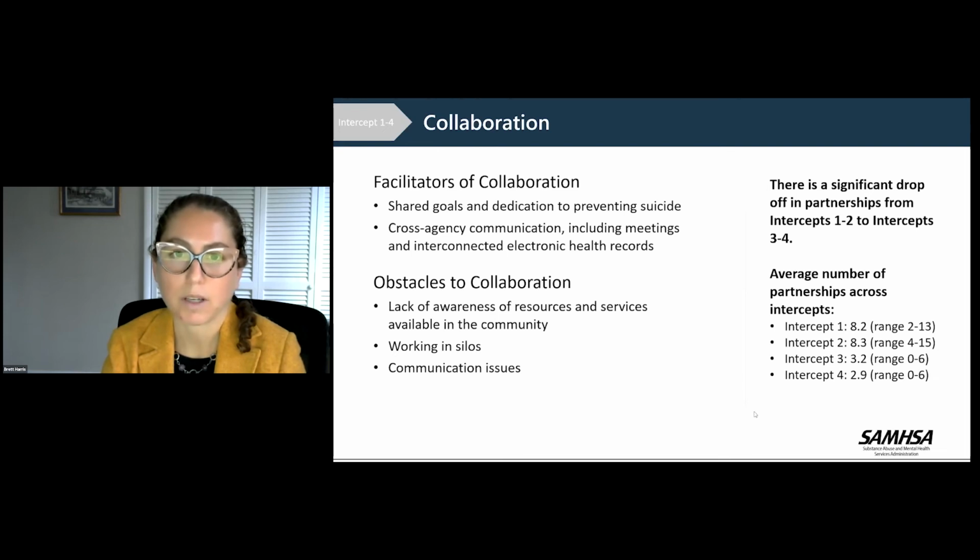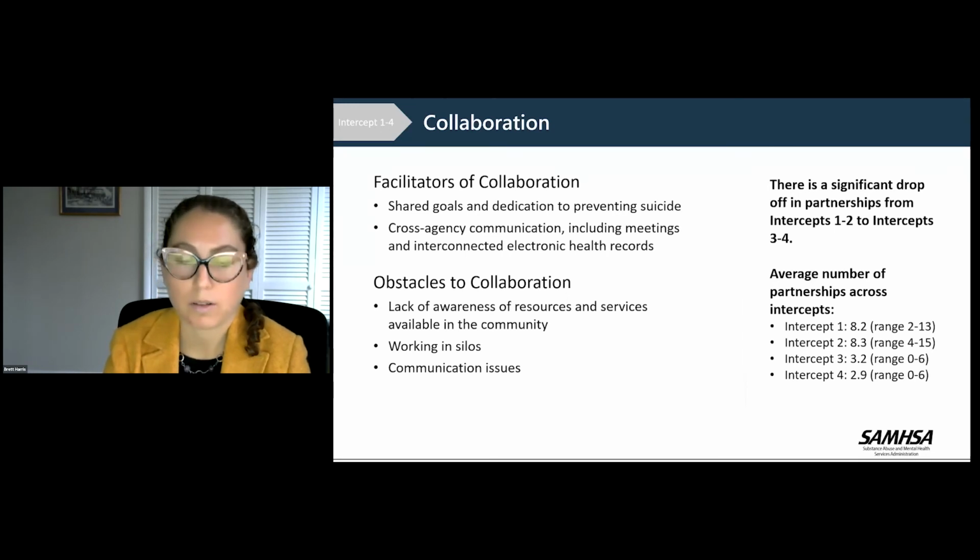Cross-agency communication is really critical, including meetings and interconnected electronic health records as well. Many obstacles were mentioned, like lack of awareness of resources and services available in the community. We all fall into working in silos, as well as communication issues. I just want to mention quickly that we looked at the average number of partnerships across the intercepts. Intercept 1 and 2, there's on average about 8. But then when you get to intercept 3 and 4, it drops way down to about 3. So we could see that there's much more work required in this specific area. Next slide.